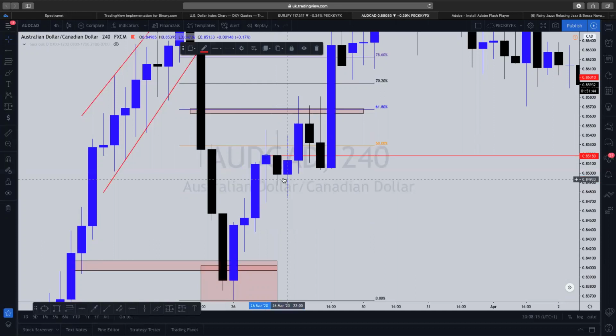I like using zeros, please. You can start using that too. It's going to help you. So next thing, we have to color that box. Now, remember, I'm not entering immediately. My stop loss will be here. Yes, this stop loss is not too big.